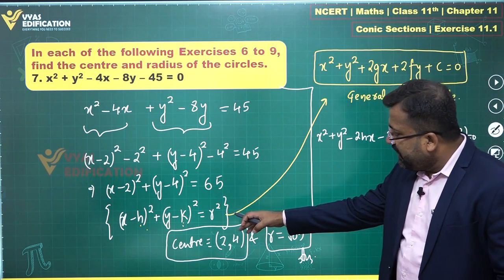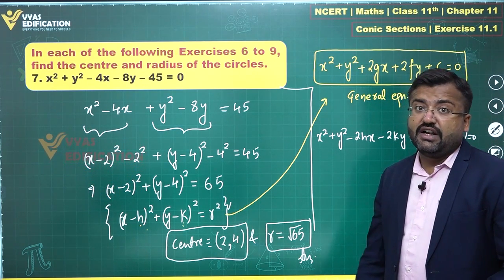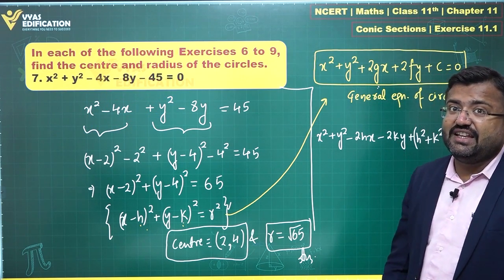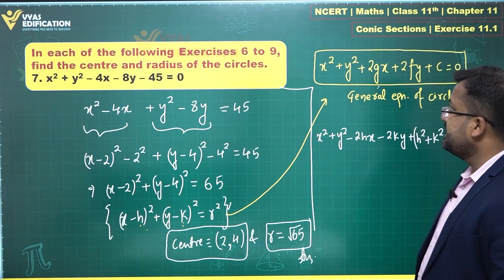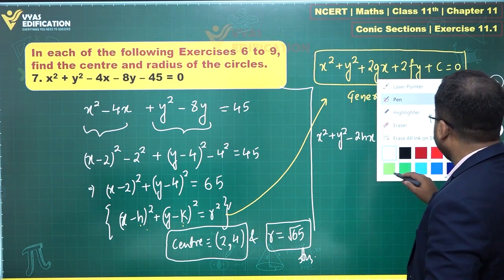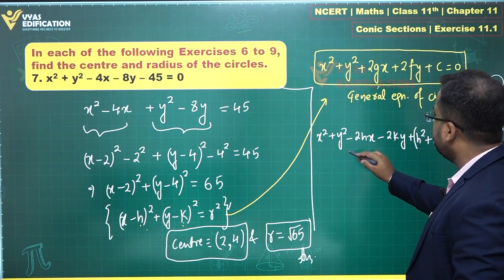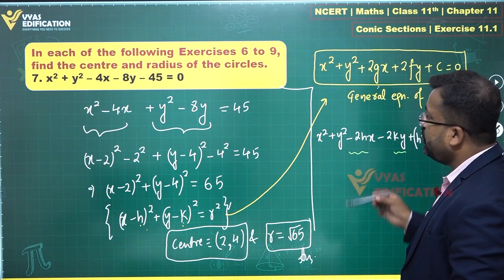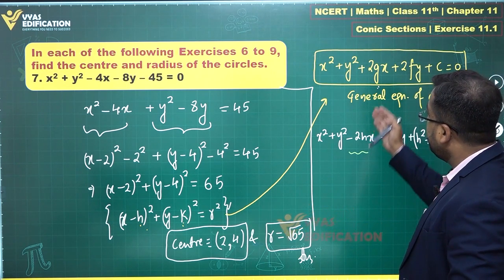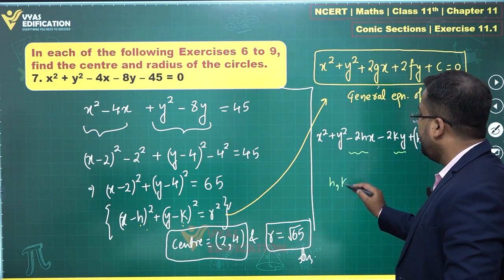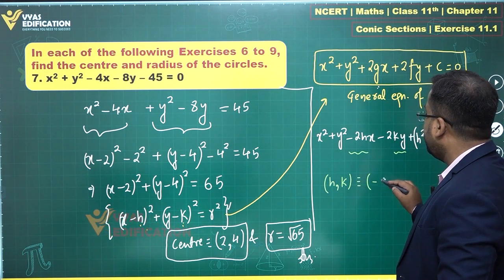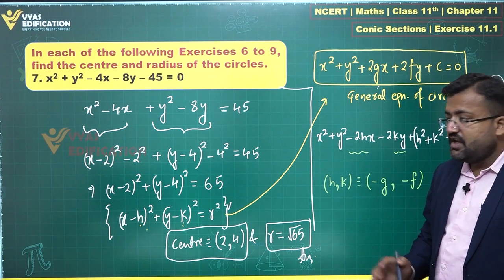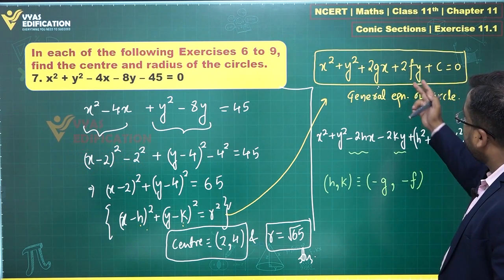If the equation is given in this form, you can directly identify the center and radius. But if the equation is given in this form, can you still identify the center and radius directly? Yes. Let's try to identify the center and radius for this equation by comparison with this one. So we needed h. So this is minus 2h is equal to 2g. Therefore, h will be equal to minus g. h comma k will actually be equal to minus g comma similarly minus f. So center will be minus g comma minus f for this one.